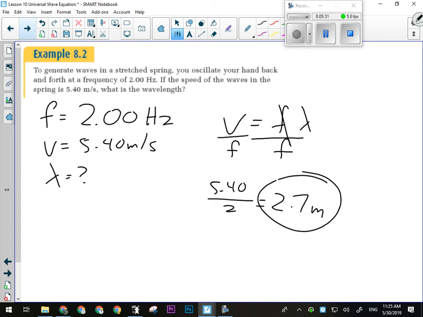Pretty easy. One other trick that can come up, echoes. Sometimes the context of the question will be an echo, and it'll ask you to use V equals D over T to solve for the speed of the waves. It'll say something like this: you shout at a cliff, which makes you look crazy, but you're doing it because the cliff's in your way. So you shout at a cliff and you hear the echo of your shout 2 seconds later. The air temperature is 20 degrees Celsius. Calculate the wavelength of the sound, or something like that. So you'd have to use V equals D over T to calculate the speed first, and then you'd use the universal wave equation after that.